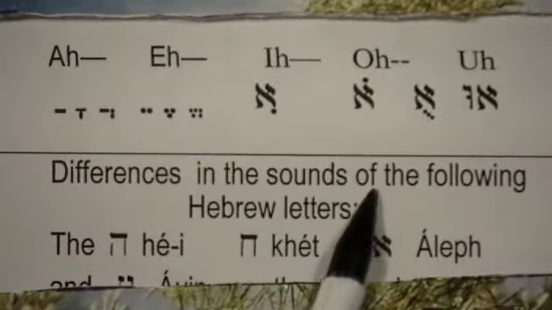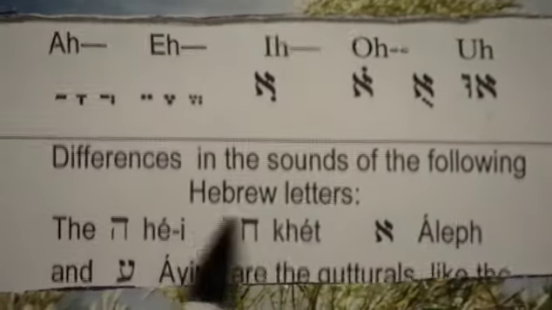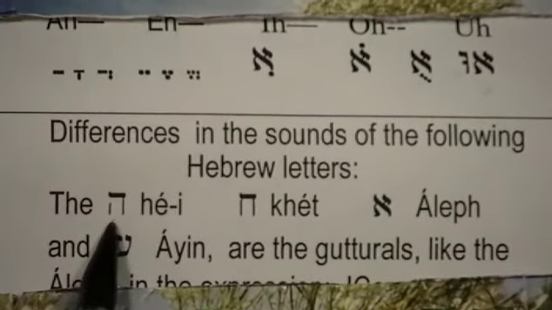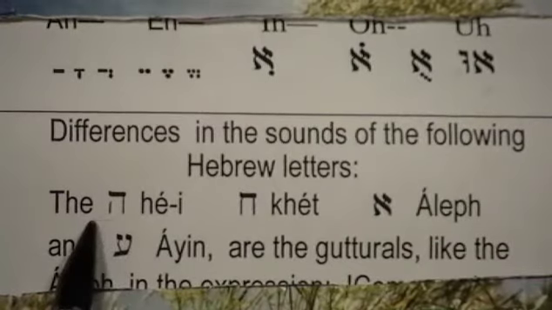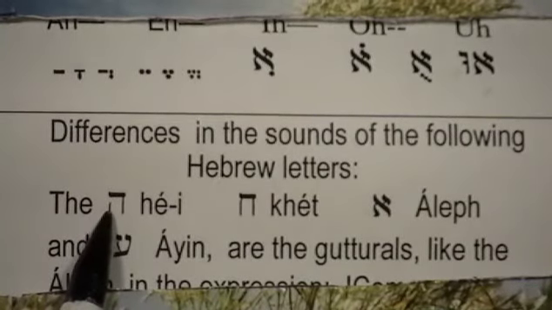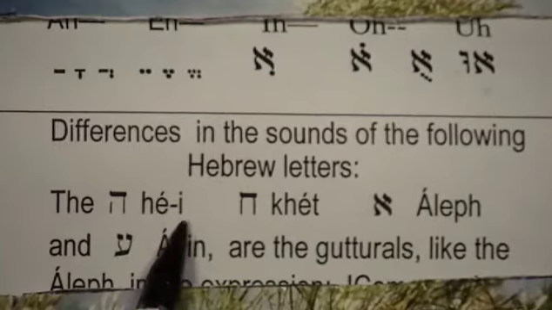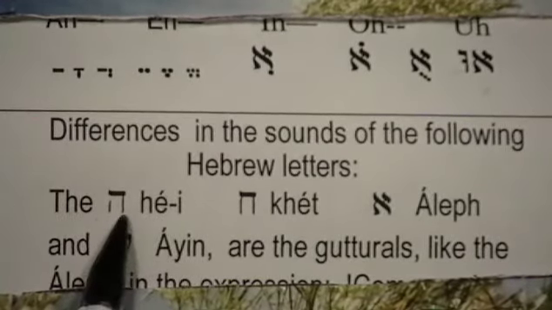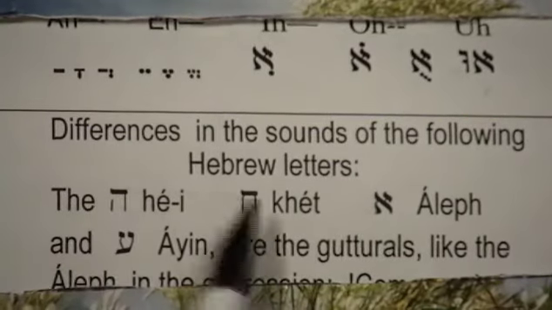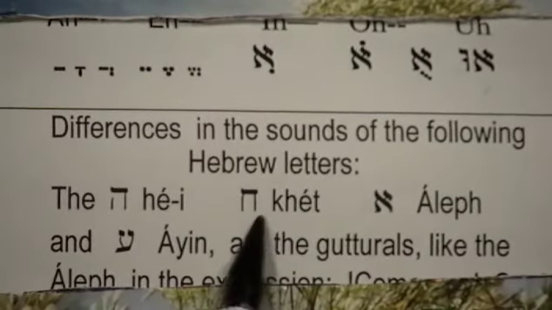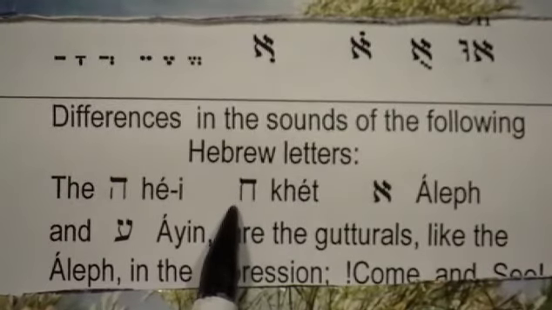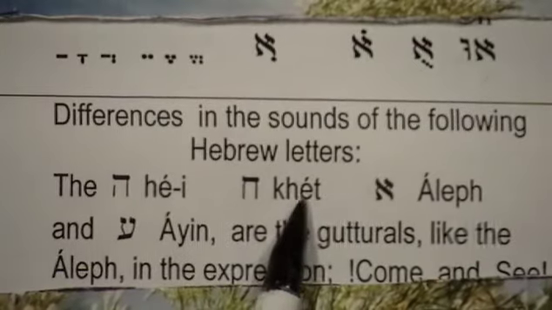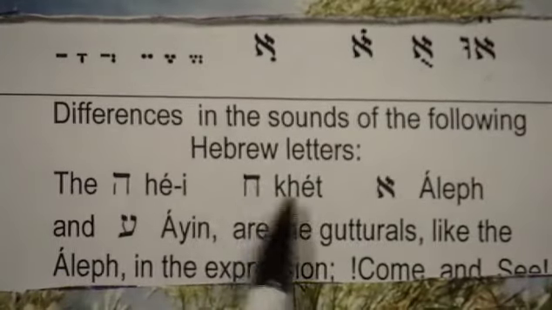There are differences in the sounds of the following Hebrew letters. For instance, the letter hey, notice that it has a broken leg. It's a soft hey, like hallelujah, where you barely sound the hey. But if you have this letter with no broken legs, the sound is strong. Het, het, hey, het.